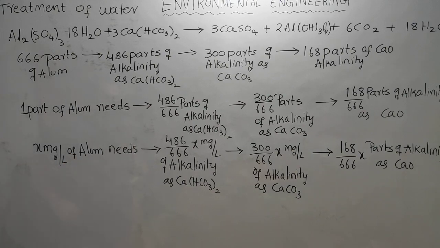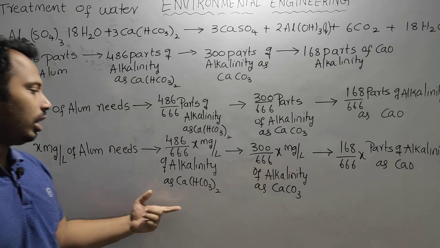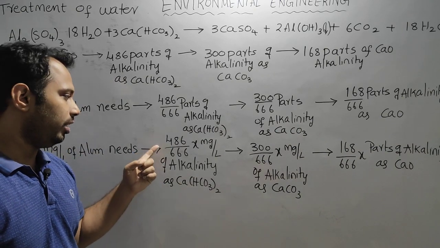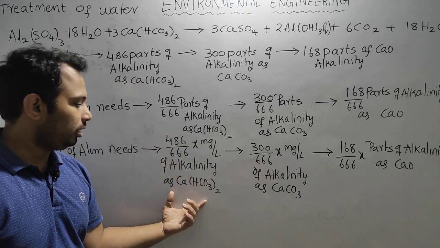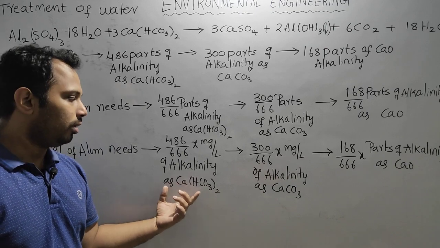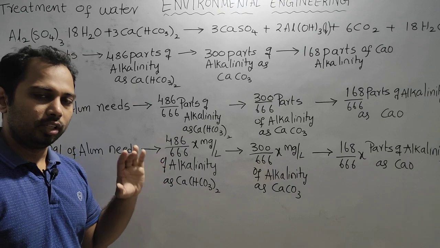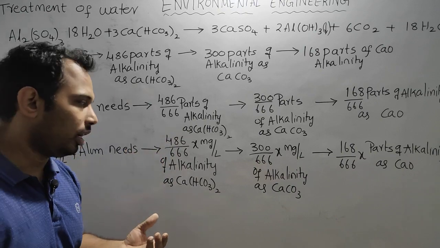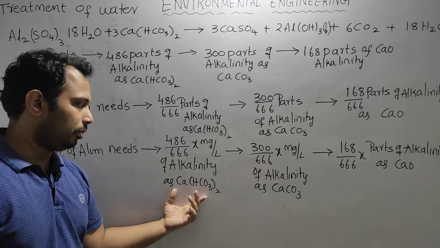That means when we are adding x mg per liter of alum to water, in that water there should be alkalinity of 486 by 666 into x mg per liter in terms of Ca(HCO3)2. If this much is not there, how much is present, that we will leave, and the rest, the additional extra, we need to add externally in the form of Ca(HCO3)2.